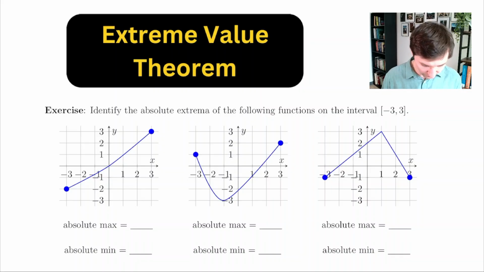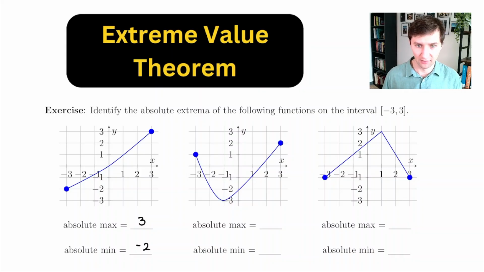Remember, absolute maximum is the largest value the function takes. Absolute minimum is the smallest value the function takes. In the first picture, the largest value the function takes occurs at 3 and equals 3. The smallest value the function takes is -2, and it occurs at -3.